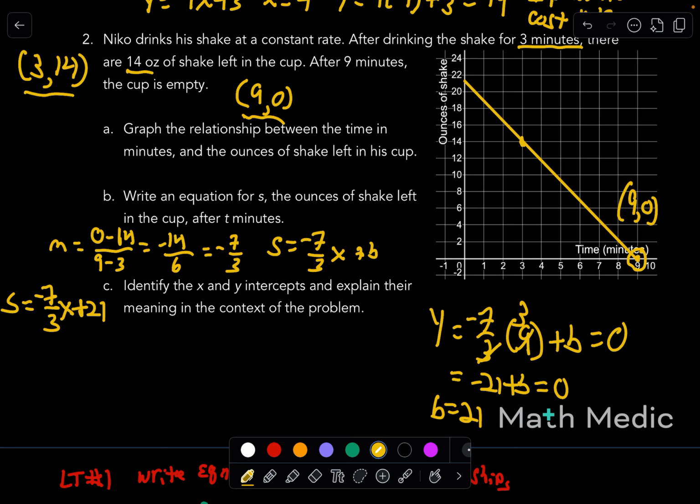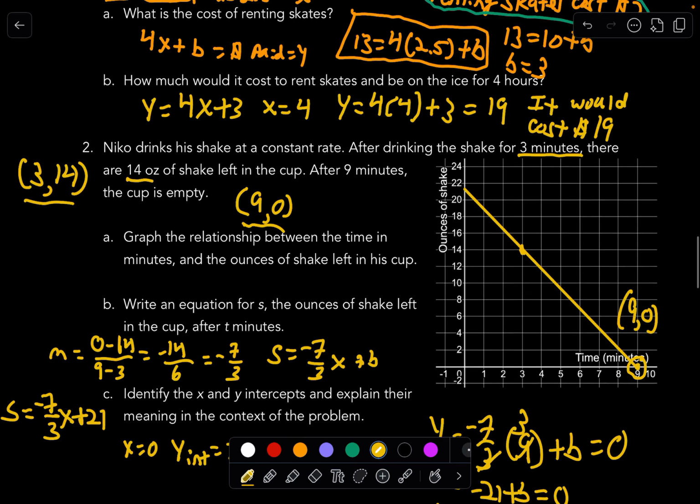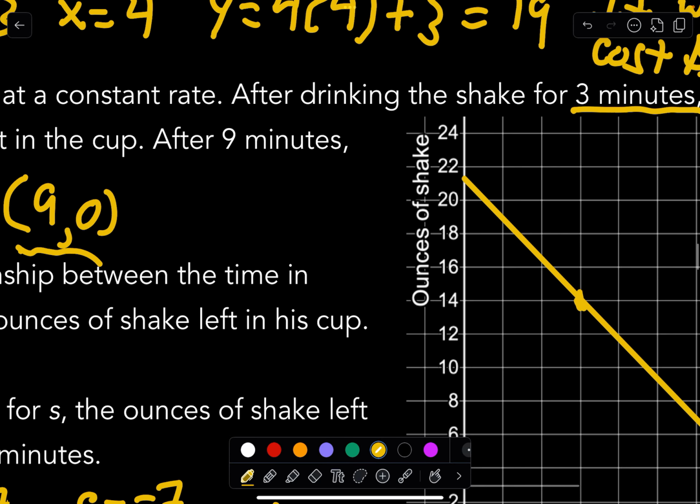Identify the X and Y intercepts and explain their meaning in the context of the problem. Well, the Y-intercept is when X is 0. Okay? And if you plug it into this equation here, if X is 0, Y is 21. So the Y-intercept is 21 ounces, which you can kind of see from the graph here because the Y-intercept's in between 20 and 22.